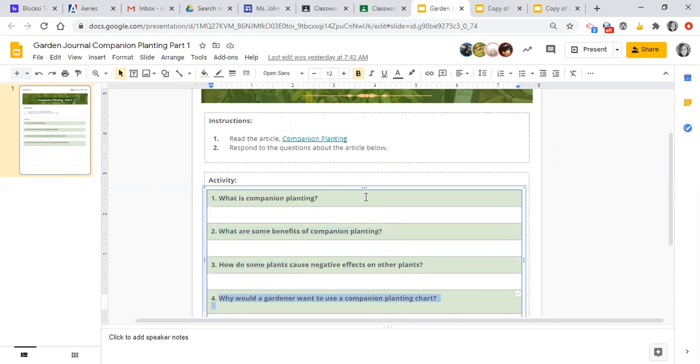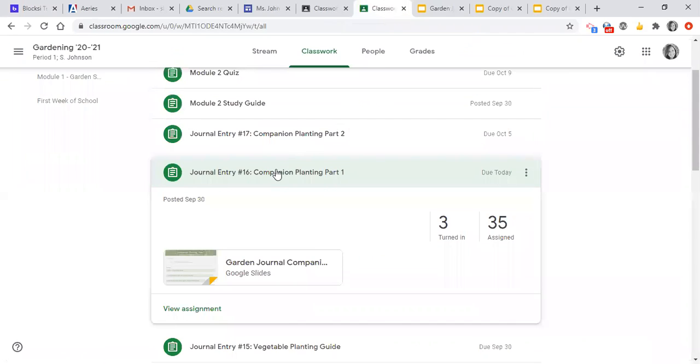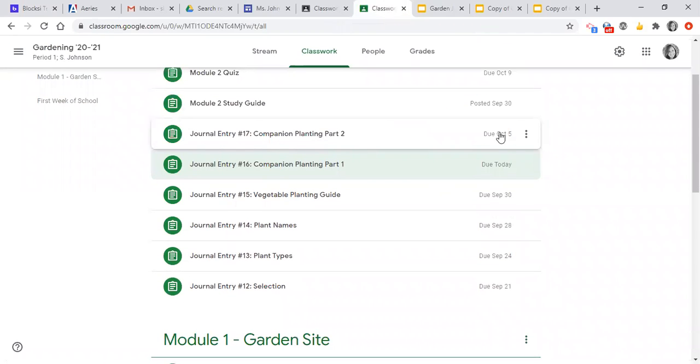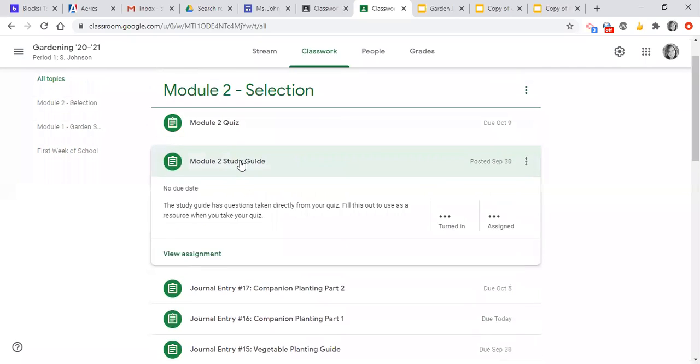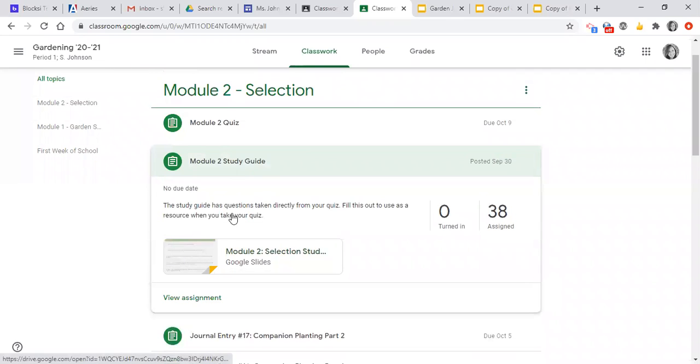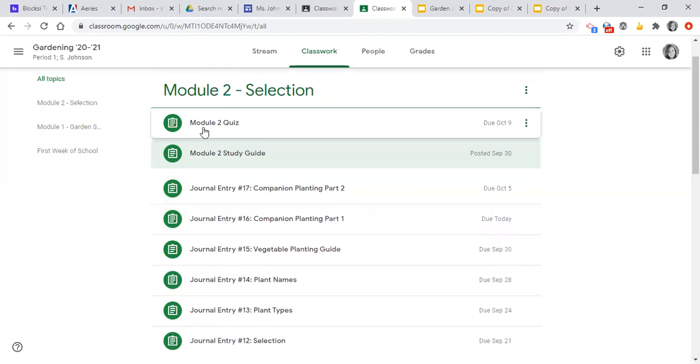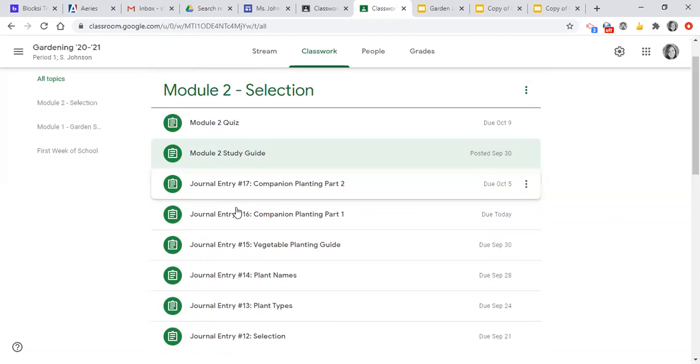If you have already turned this in, or if you finished this early and you want to move ahead, there's part 2 that's going to be assigned on Monday that you could start. You can also work on the study guide that I posted for you. So the study guide questions, again, just like the last module, are going to be the same questions that you see on the quiz. Okay?